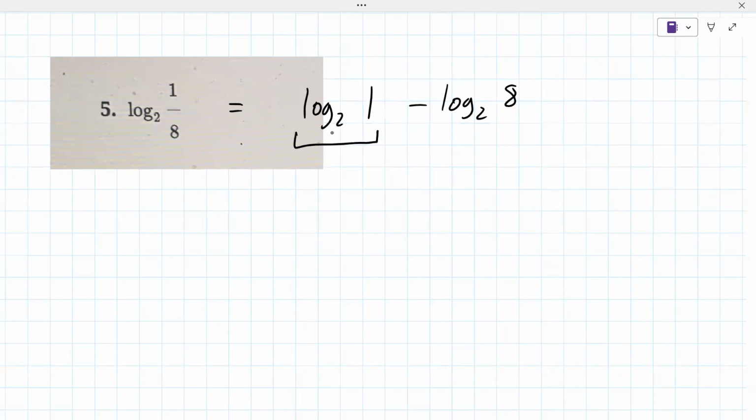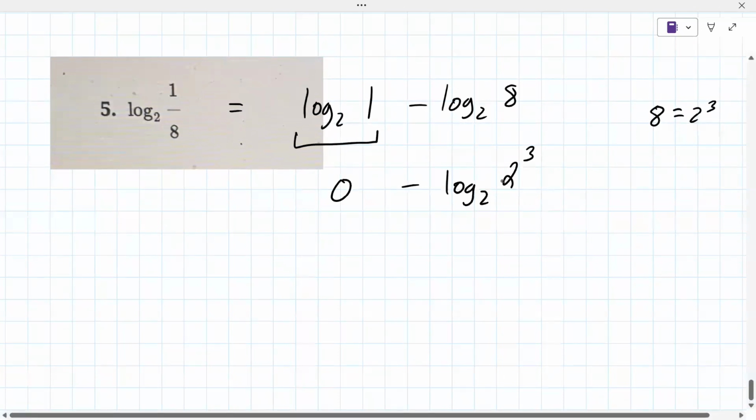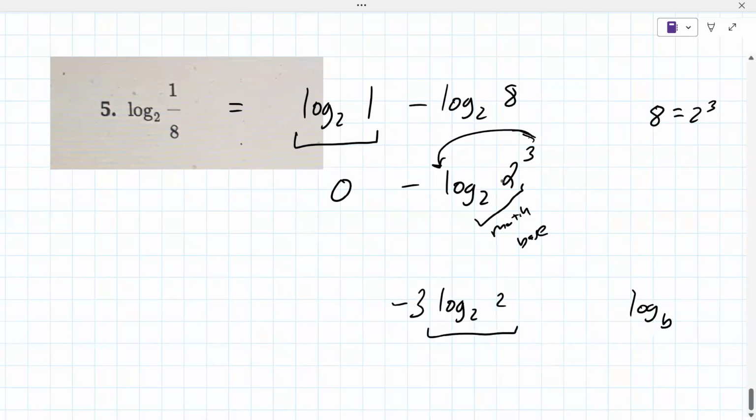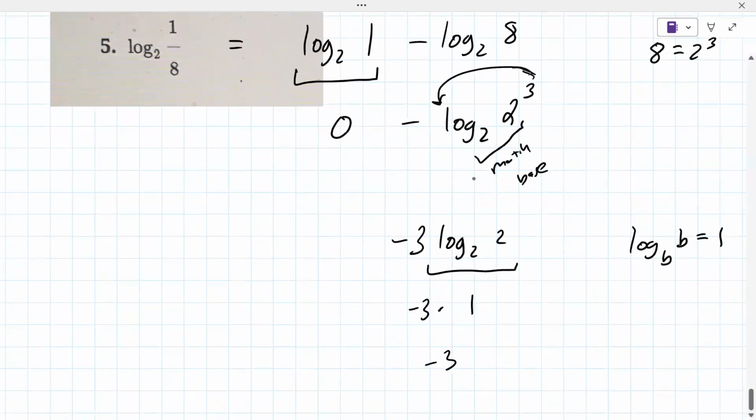So log base 2 of 1 is always 0. Minus log base 2 of 2 to the third. So this 8 can be written as 2 to the third. The reason you choose 2 is because you want to match the base here. And then you can bring that 3 out in front. So it becomes minus 3 log base 2 of 2. Whenever the log base is the same as the thing you're taking the log of, it's always 1. That part is 1 times minus 3, equals minus 3, which is your final answer.